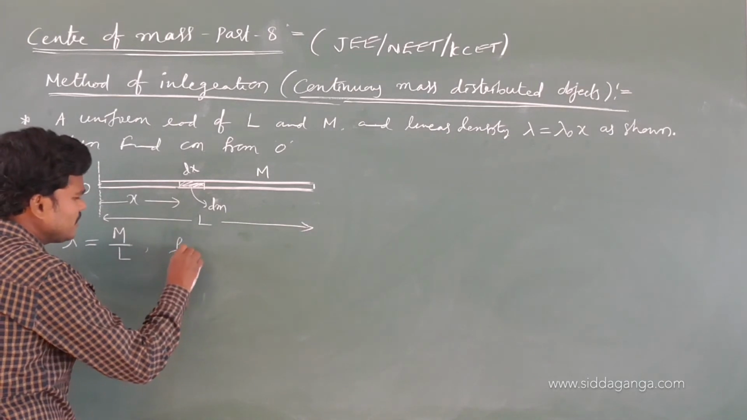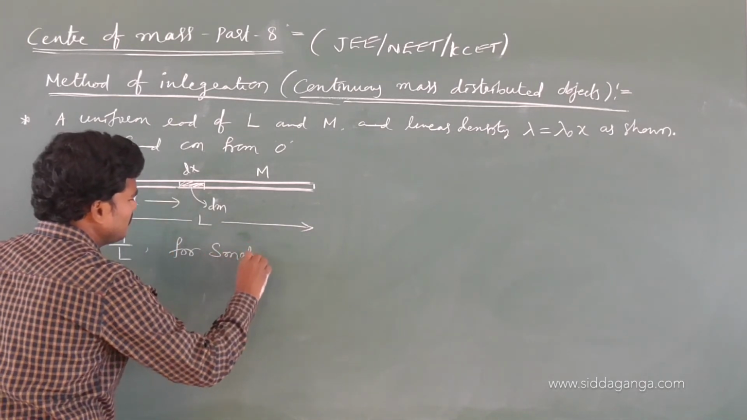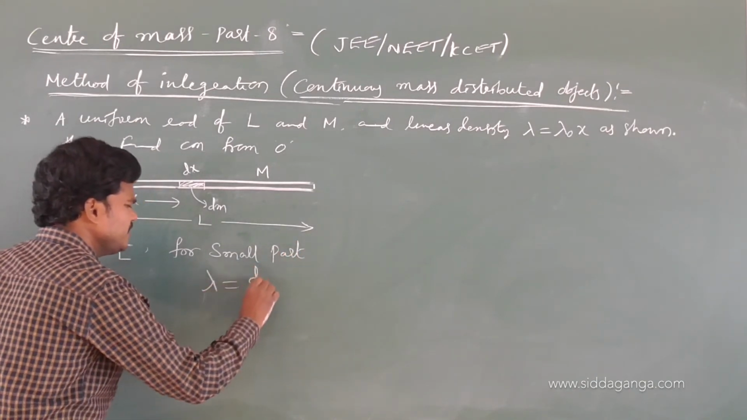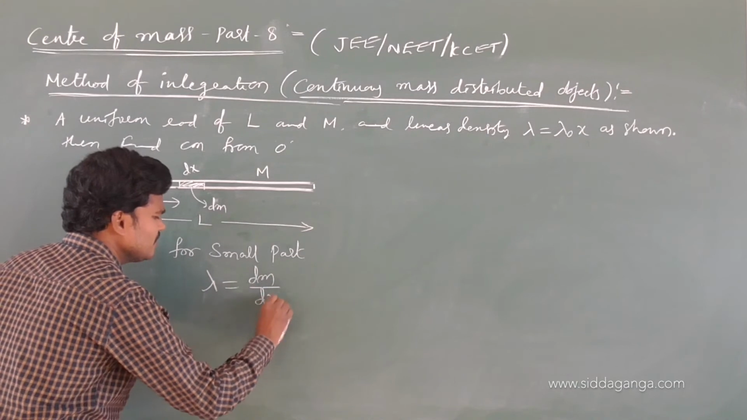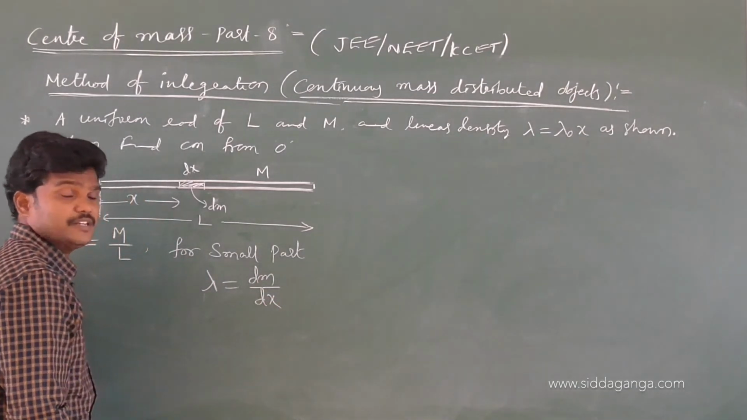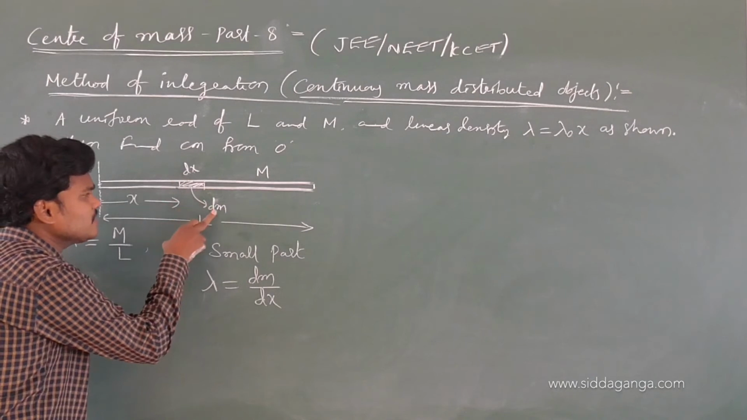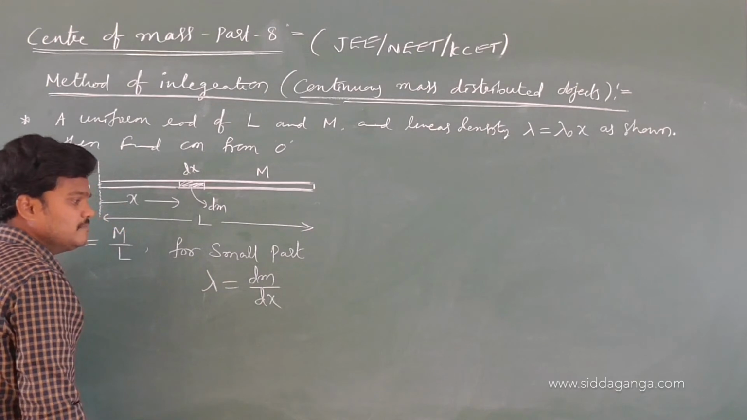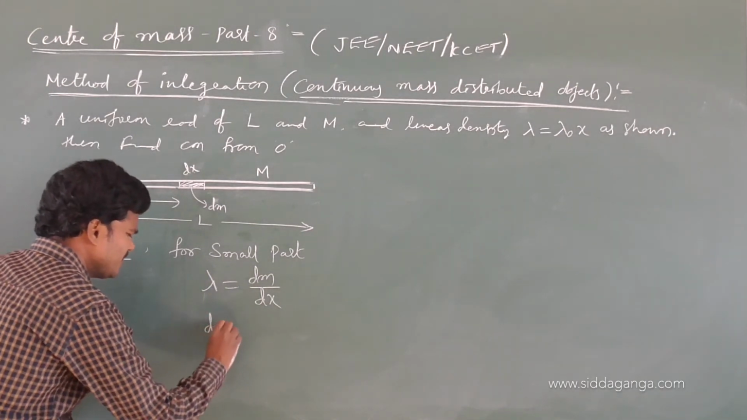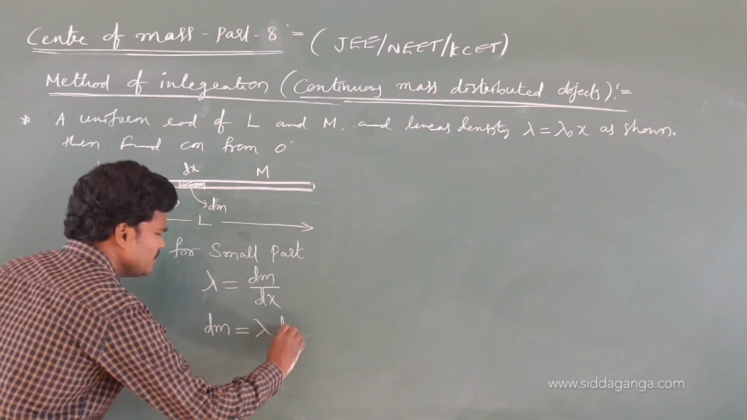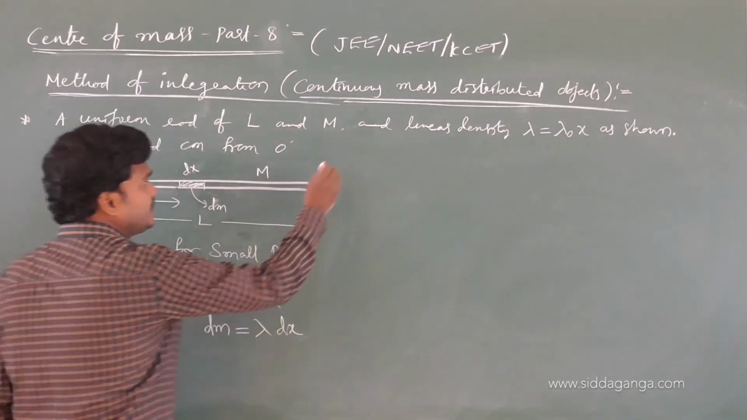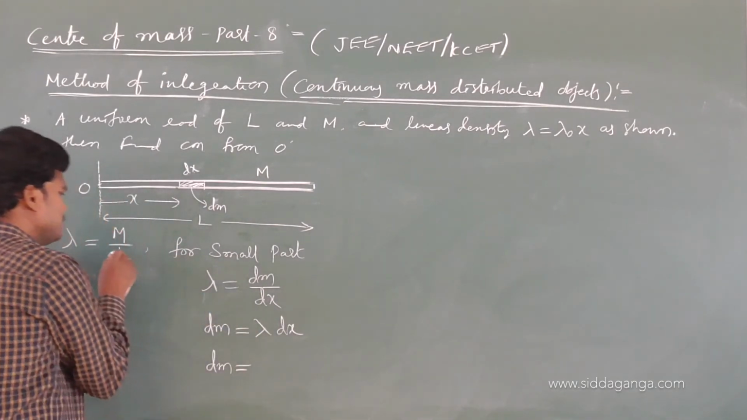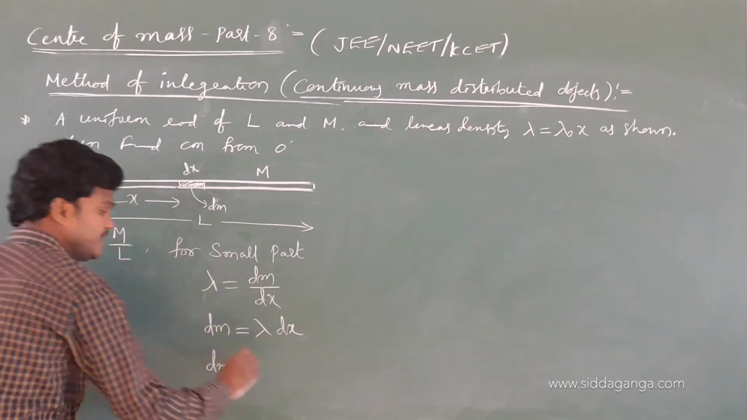For a small part, lambda we can write as dm by dx. What is lambda? Linear density, mass per length. For a small part, how much is the mass? dm. How much is the small part's length? dx. So lambda is dm by dx. Now dm we can write as lambda into dx. What is lambda for the original rod? It is M by L, capital M by L.